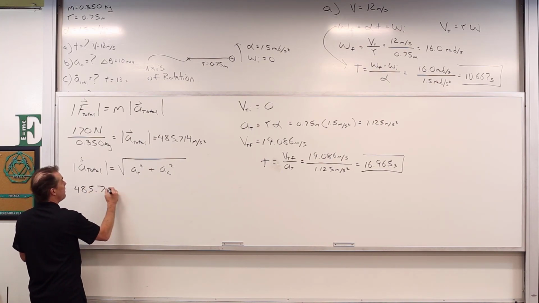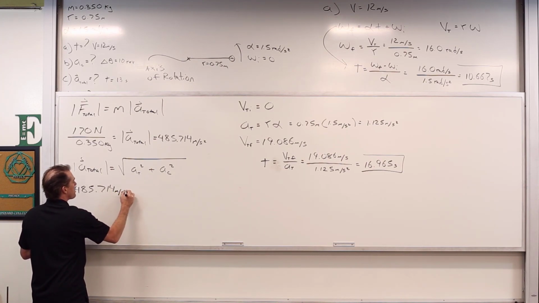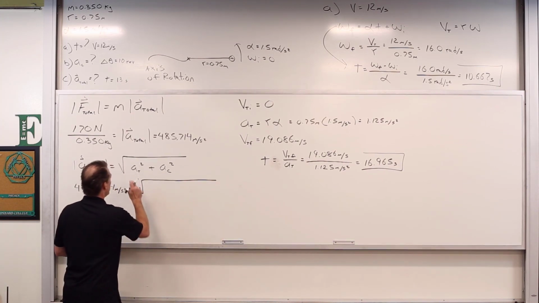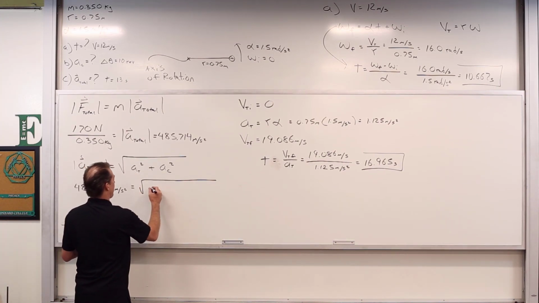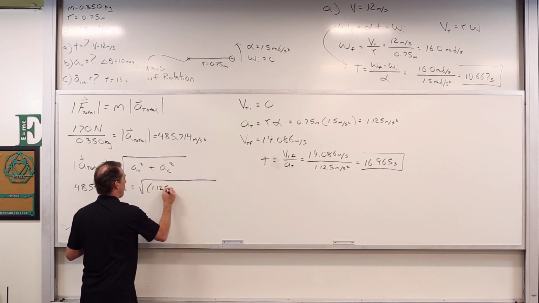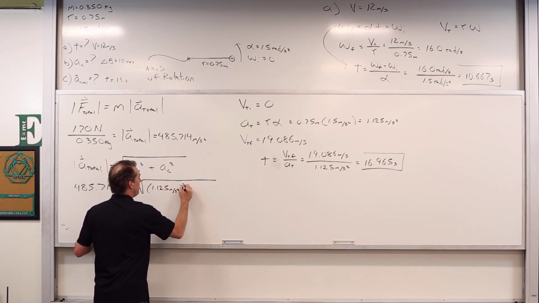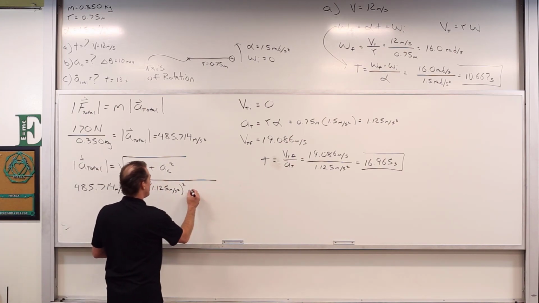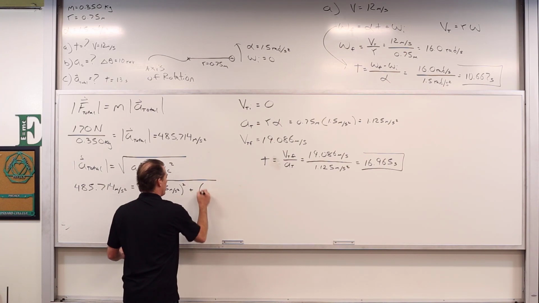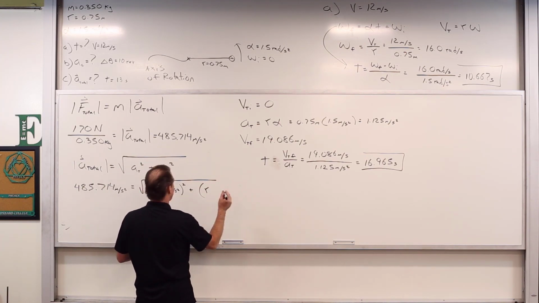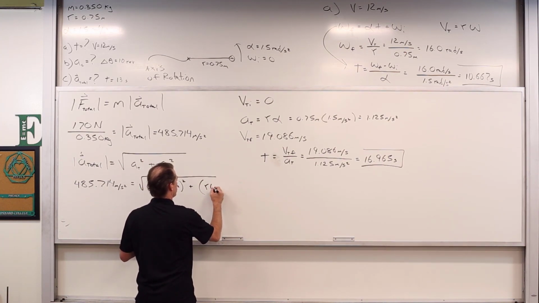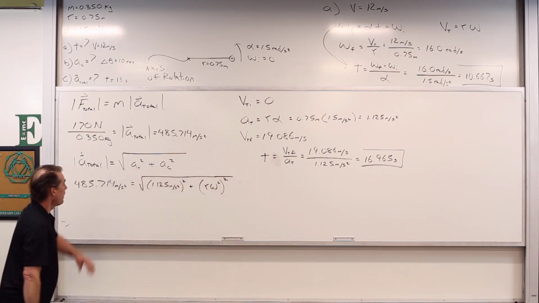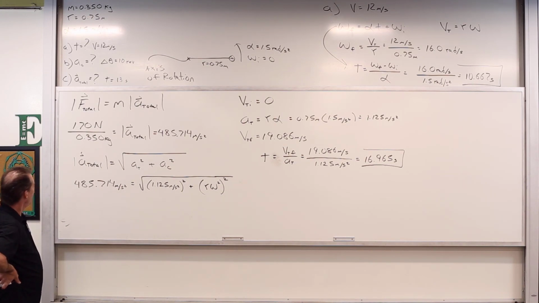So we've got 485.714 meters per second squared is going to be equal to the square root of a sub t, which we've already figured out is 1.125 meters per second squared. That's just r times alpha. And then we've got a sub c, which is going to be equal to r times omega squared, quantity squared. All right, so this is what we're working with right now.